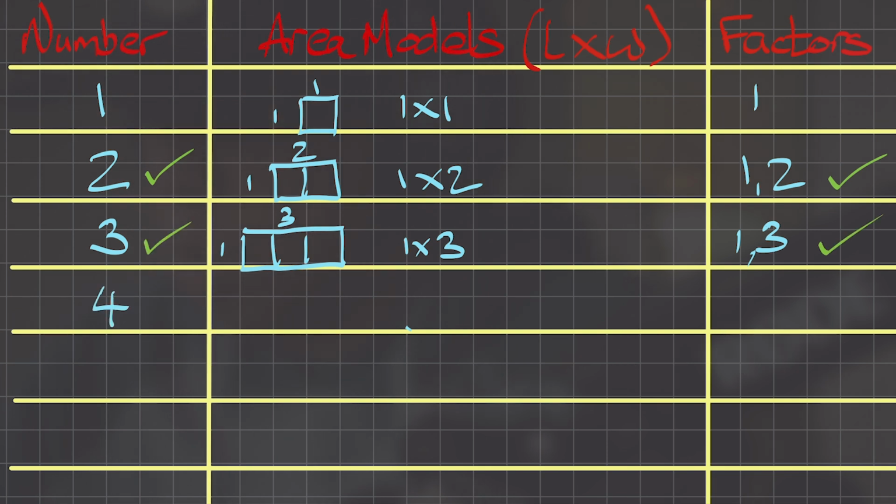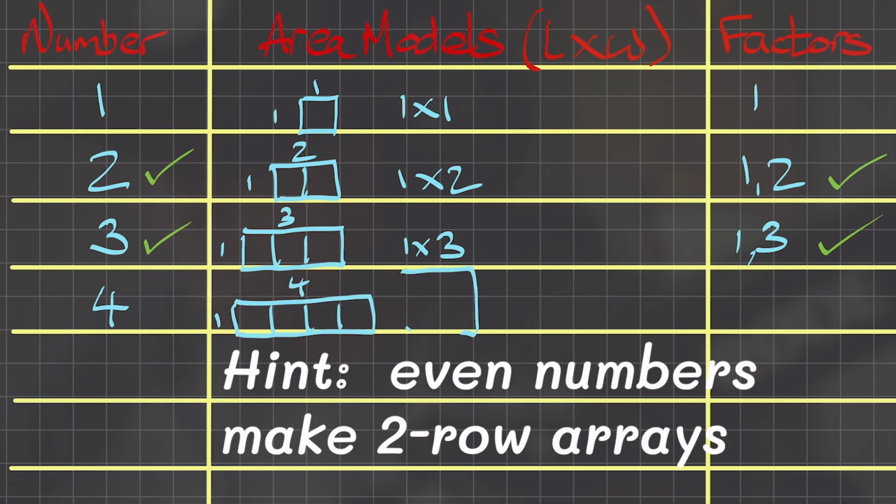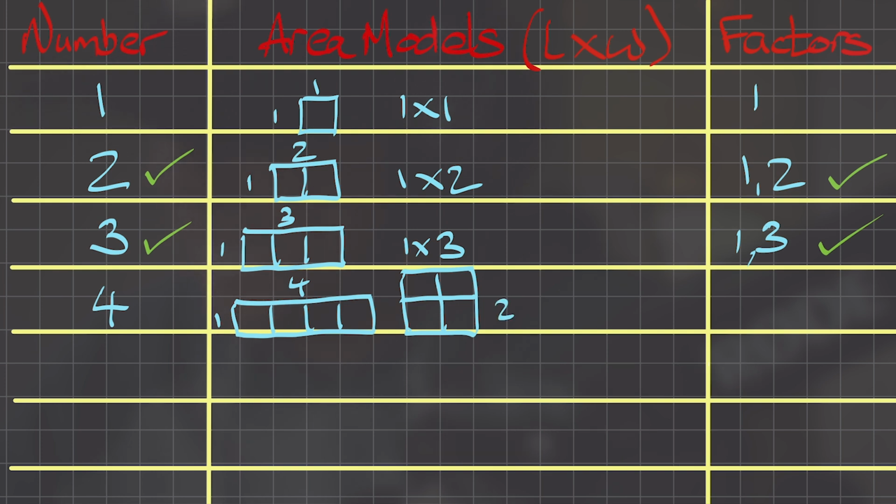The number 4 is even. This is a little hint here. It's a 1 by 4 area model, so two factors are 1 and 4. But because it's even, it has a width of 2. So there's a 2 by 2 area model. That means I have 3 factors here, 1, 2, and 4. It is not prime. It's a composite number.